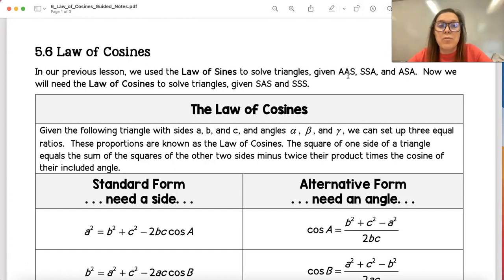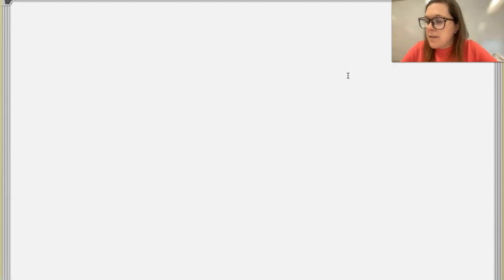Given the following triangle with sides a, b, and c, and angles of alpha, beta, and gamma, we can set up three equal ratios. These proportions are known as the law of cosines. The square of one side of the triangle equals the sum of the squares of the other two sides minus twice the product times the cosine of their included angle. And I'll spare you the fun. Let's go ahead and do the derivation together.